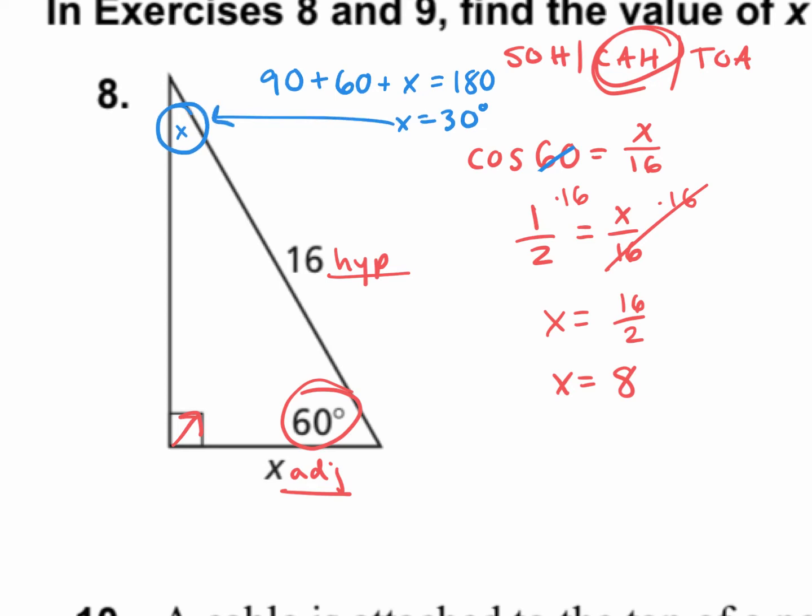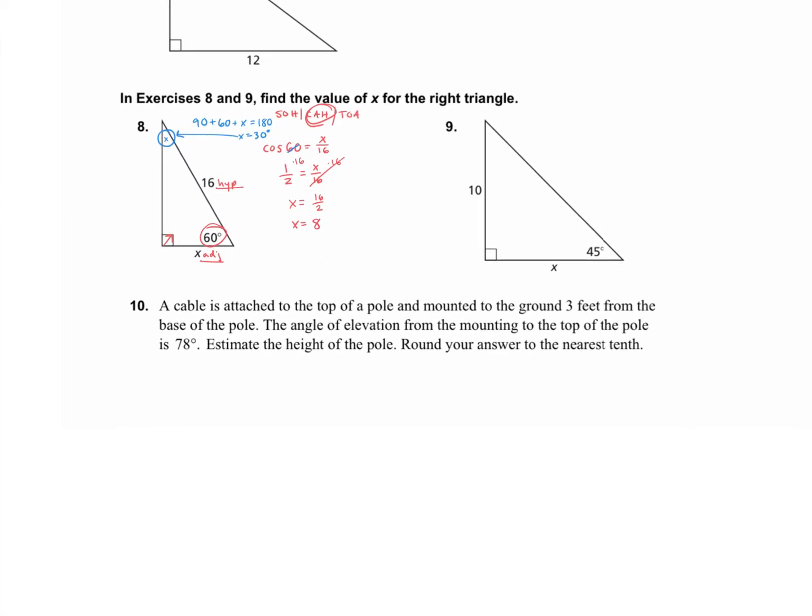So if it gives you one of the acute angles, you could always do whatever that angle is, 90 minus that. All right, let's look at 10.